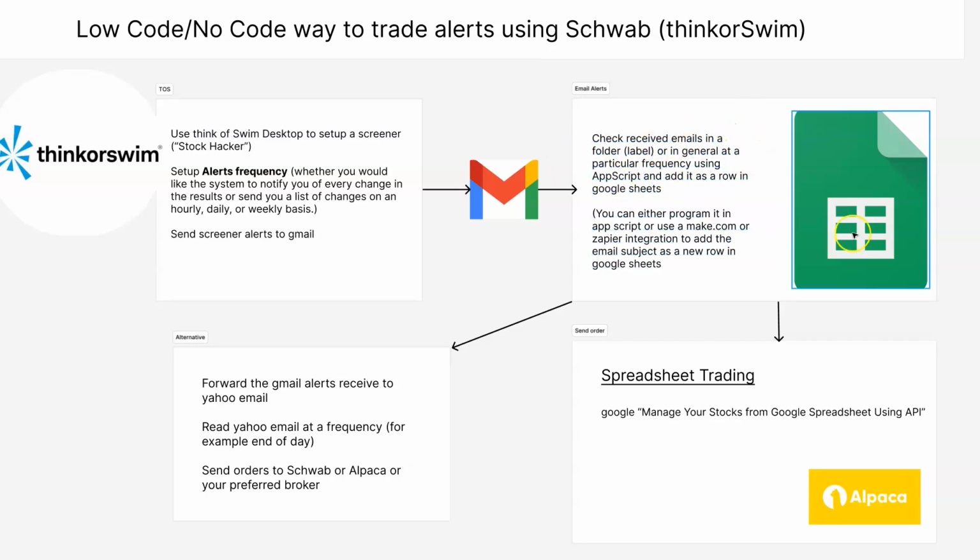And then from here we go to, let's assume you have accomplished this, and you have a row in the spreadsheet. Then you have to use the trim function or some Excel or Google Sheets function to extract the symbol from the subject line of the email. And once you have that symbol, then you can say how many shares you want.